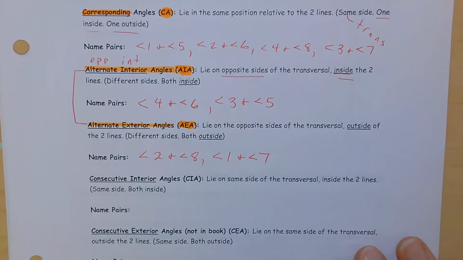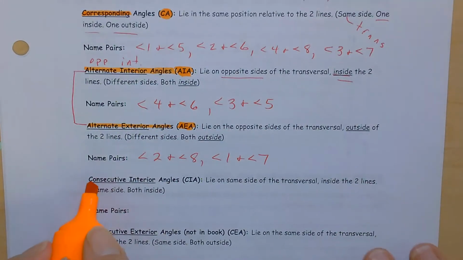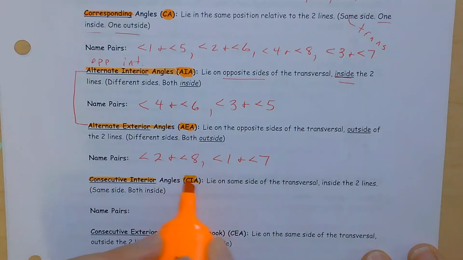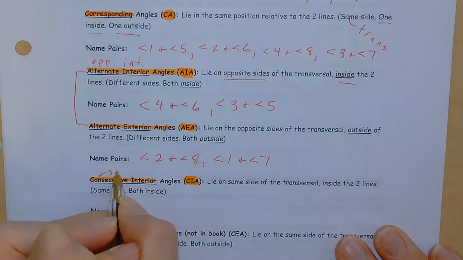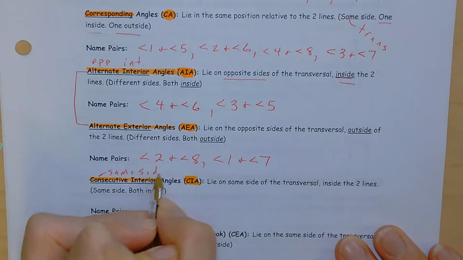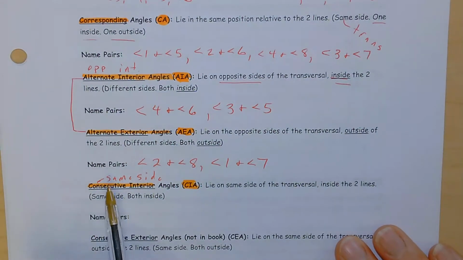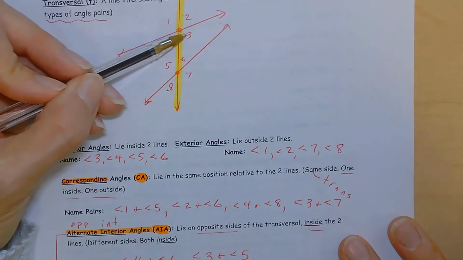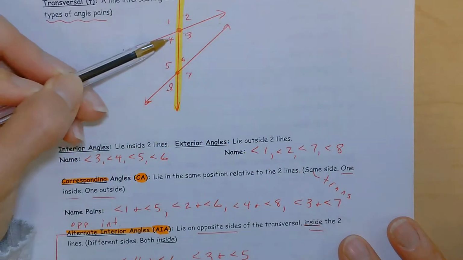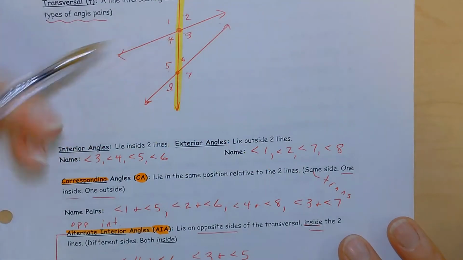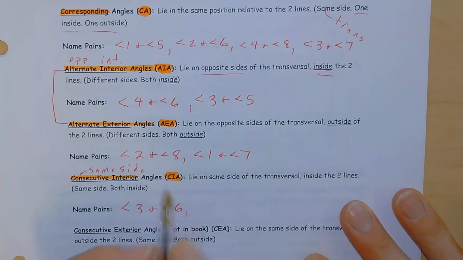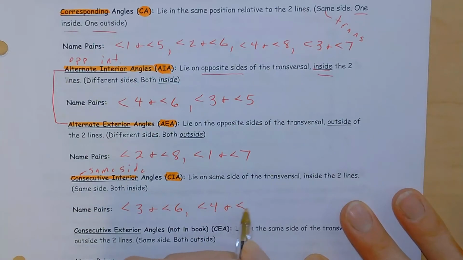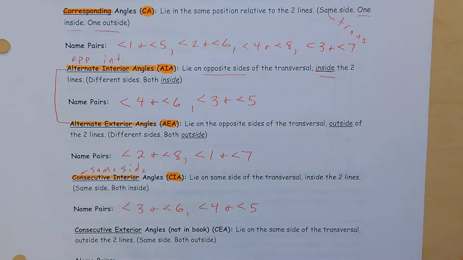All right, so that brings us down to the bottom pairs, which are called consecutive interior angles, otherwise known as CIAs. So consecutive means the same side of the transversal. So consecutive is like in a row. So same side inside, same side inside. Okay, so let's go up and find those. Same side inside would be 3 and 6 and 4 and 5. Same side of the transversal inside. So this is going to be angles 3 and angles 6, and then angle 4 is paired with angle 5. So they come in pairs.